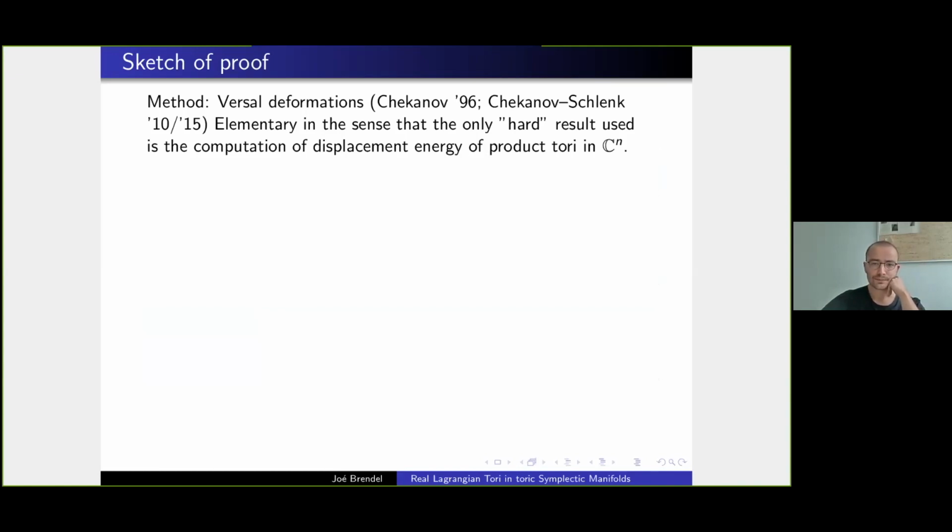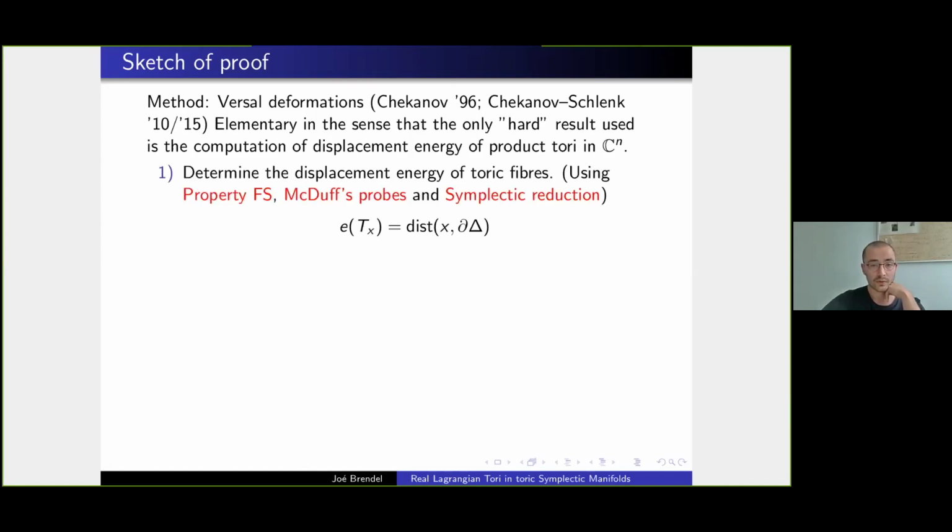And one more thing about the proof is that it is, in a way, quite elementary, because the hardest result that you need in the sense of symplectic topology is the displacement energy of product tori in Cn, which is quite a classical thing. And so let me explain how it works. First of all, the first step is to determine the displacement energy of toric fibers for our toric manifolds.